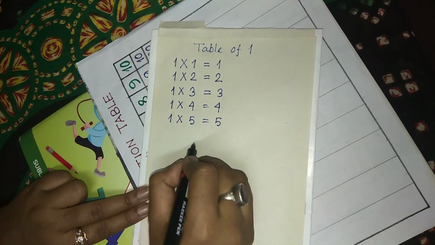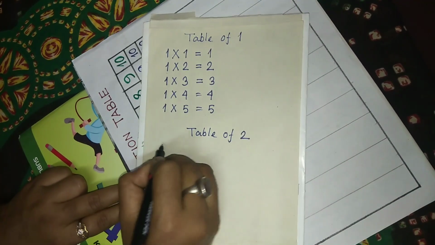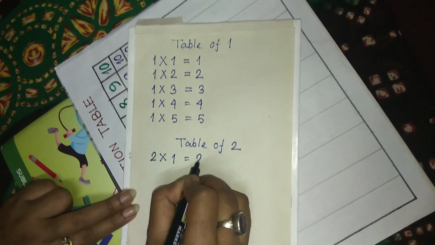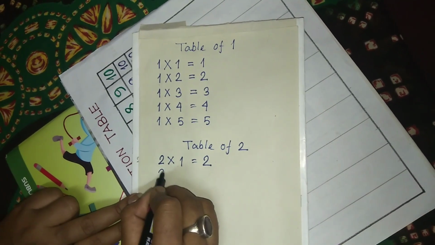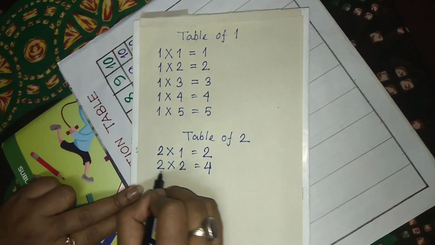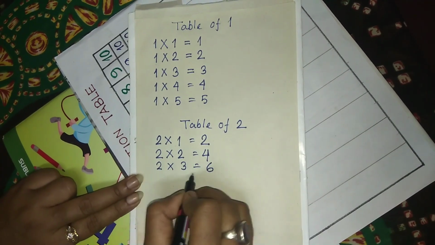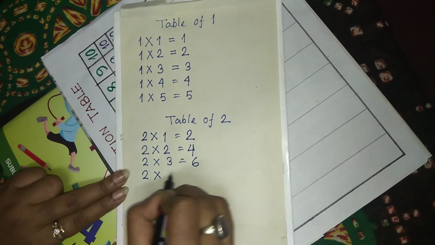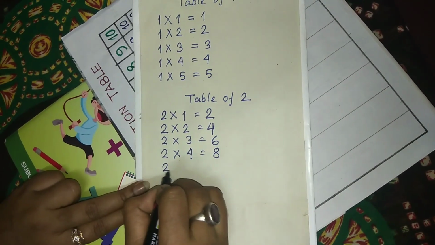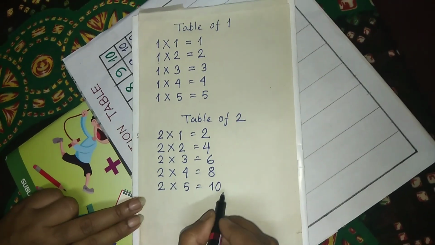So suppose I am writing here table of 2. So 2 multiplied by 1 is equal to 2. 2 ones are 2. 2 multiplied by 2 is equal to 4. 2 twos are 4. 2 multiplied by 3 is equal to 6. 2 threes are 6. 2 multiplied by 4 is equal to 8. So 2 fours are 8. 2 multiplied by 5 is equal to 10. So 2 fives are 10.